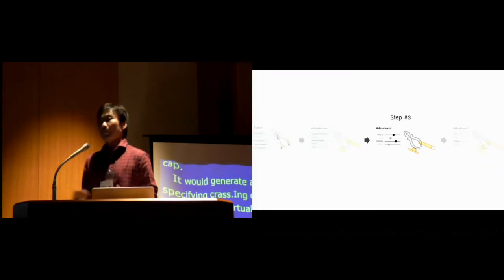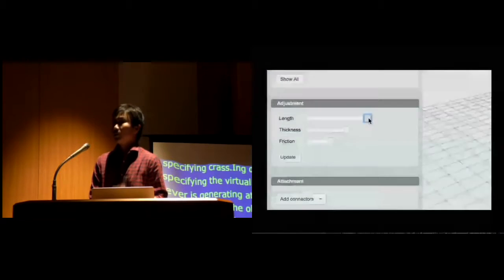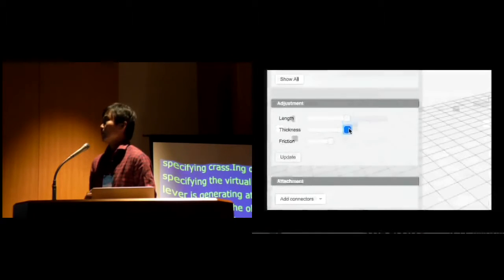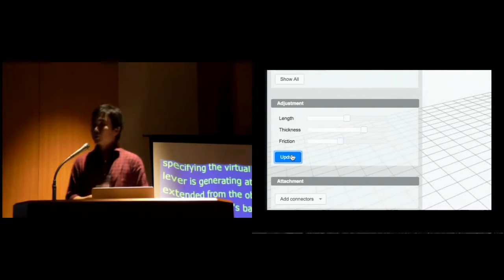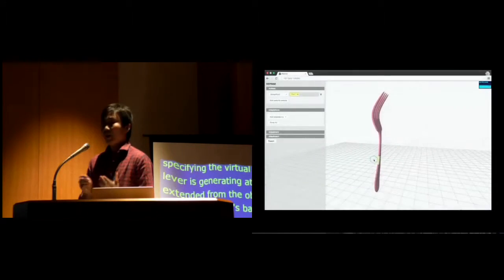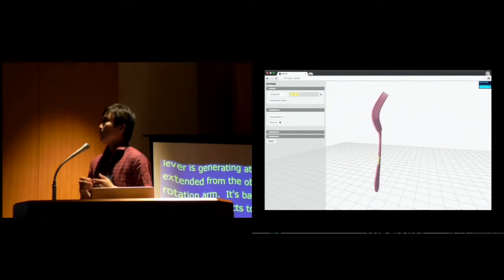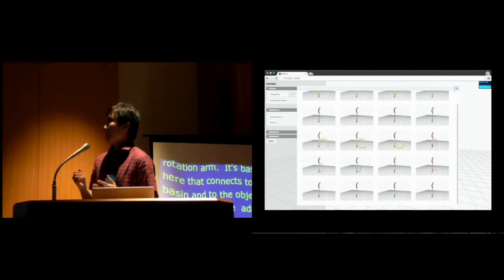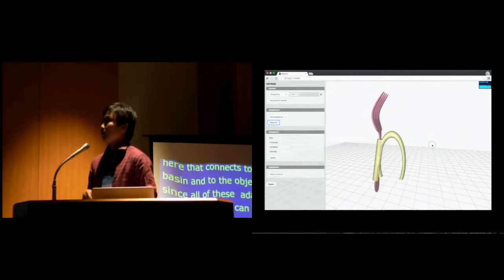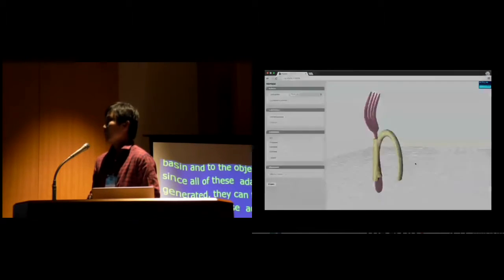Since all these adaptations are generated parametrically, users can then adjust the parameters to fine-tune how they want to use these adaptations. In addition to playing with the sliders, the tool can also generate a large number of design options. In this case, the user can select the type of handle he would like for using this fork, and then this allows the user to quickly get that design and then continue to work on it.